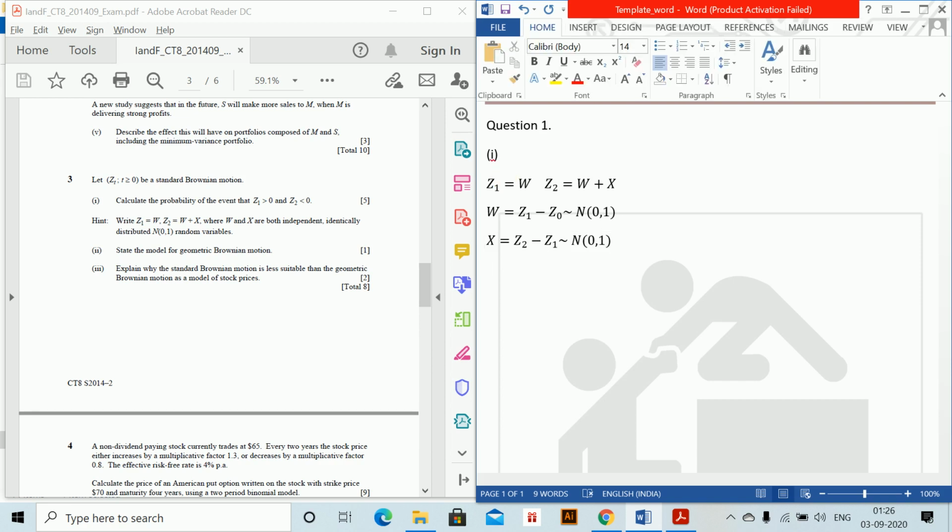Okay, since non-overlapping Brownian motion increments are independent, hence W and X are independent.